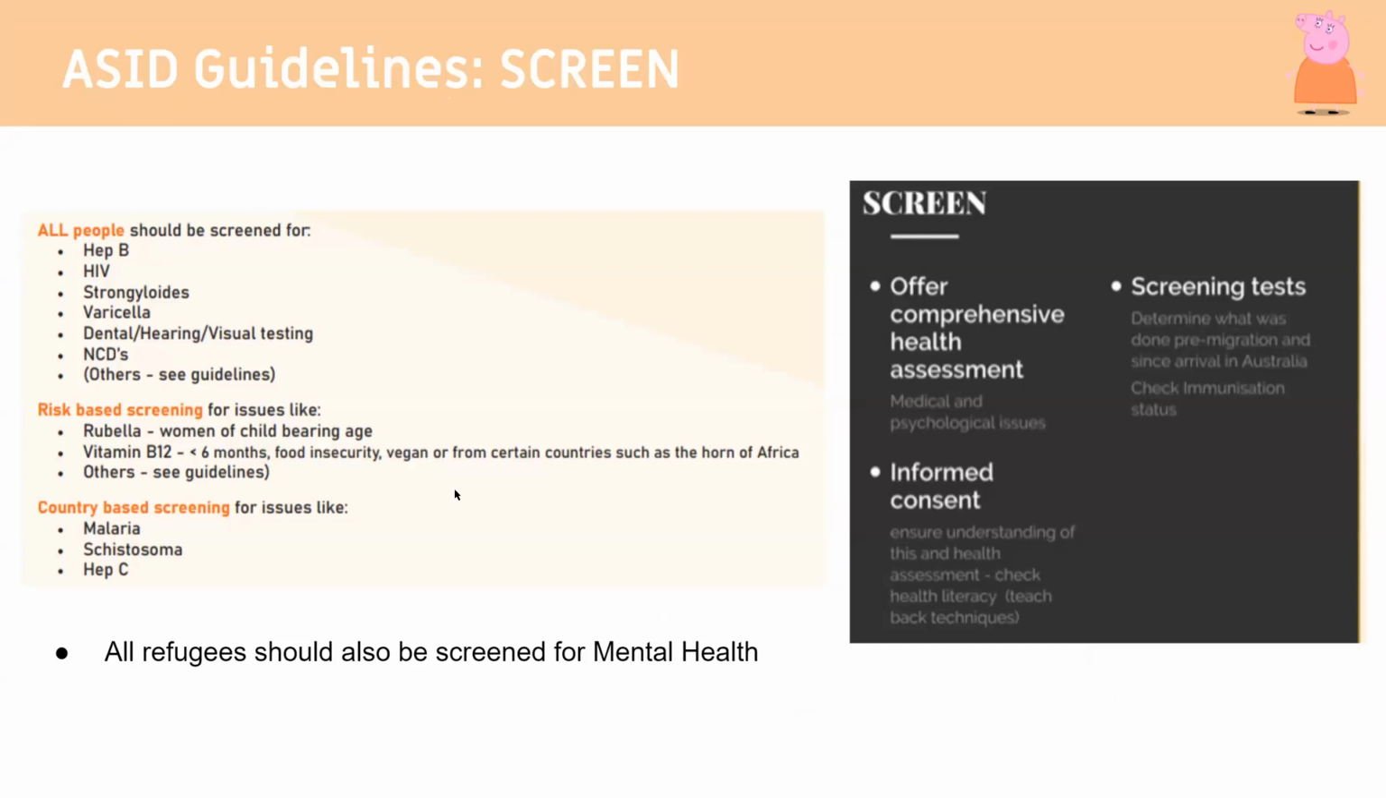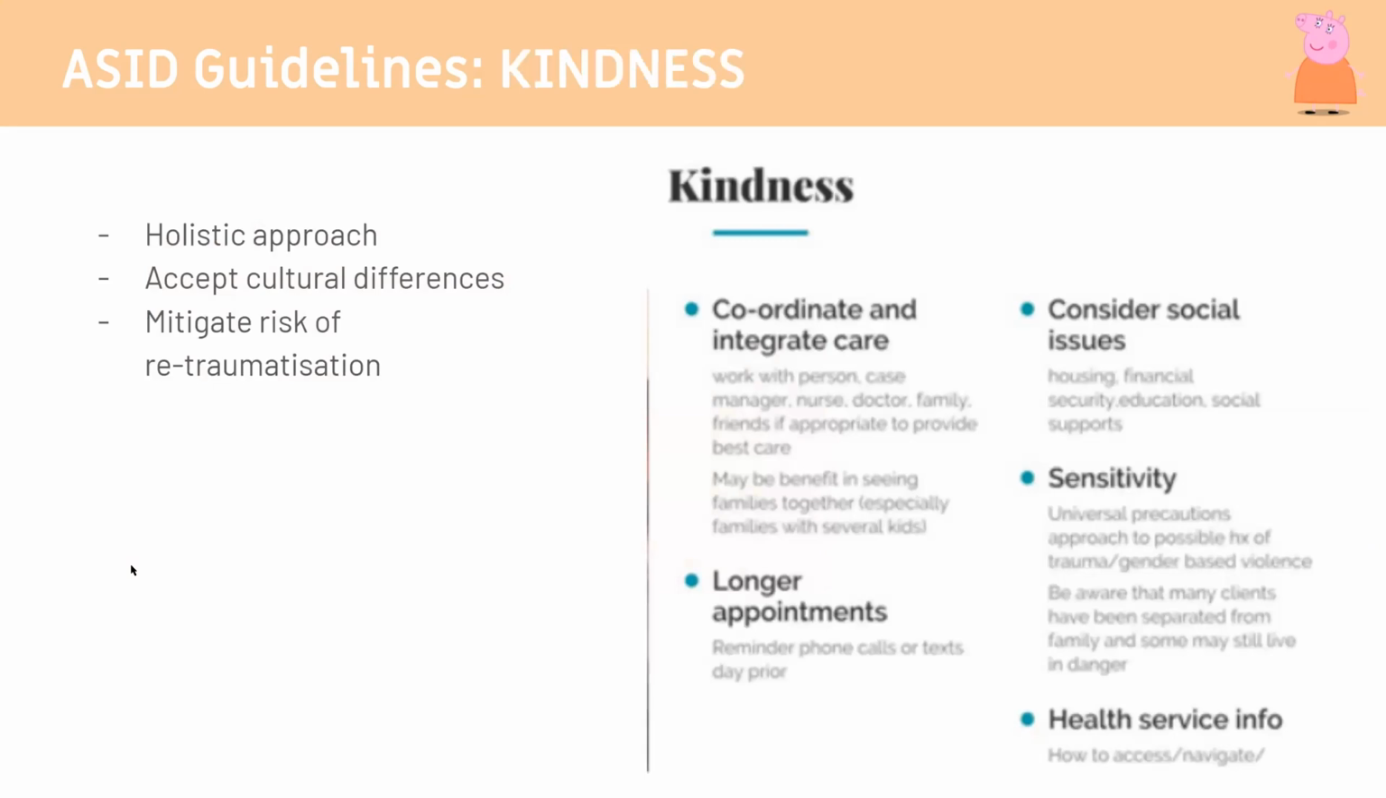Then there's screen. So that's just screening in general. You learn about the differences between screening and other things, but basically all refugees should be screened for mental health and a lot of other things like Hep B, HIV, depending especially if they come from a certain region that we know has a high incidence of Hep B or things like malaria, Hep C.